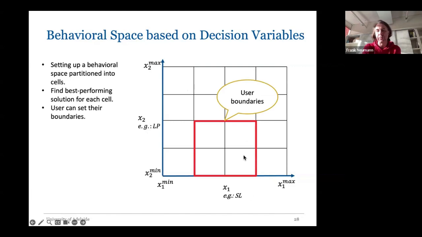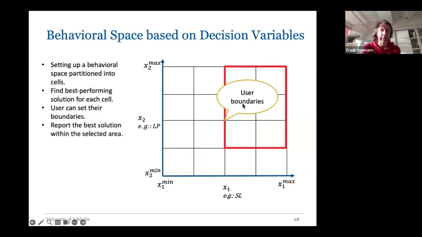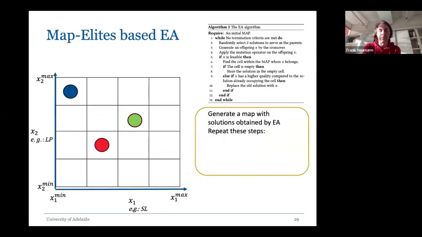And if the user sets these boundaries, then we would display essentially this part. If the boundaries are set like this, then we would display that part here. And we report the best solution within that area.